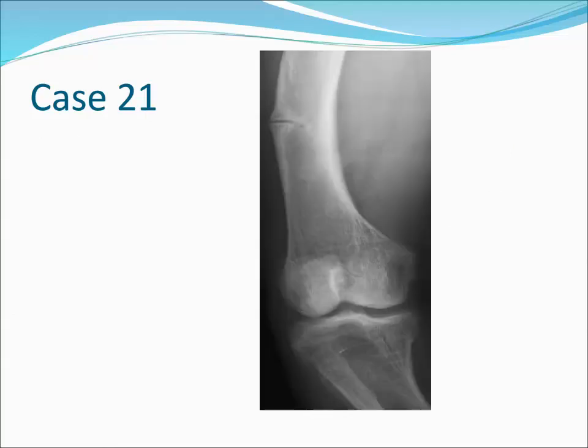Case number 21, vitamin D-resistant rickets, X-linked hypophosphatemia. X-ray is showing mild osteopenia with bowing deformity and pseudo-fracture in the distal femur, and genu varum is seen.